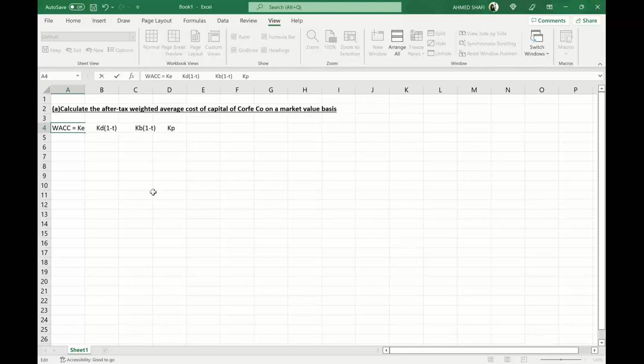Since the company is financed from 4 sources and you are asked to find the cost of capital, you must know how many costs the company is bearing. It has to give return to 4 parties, bear 4 costs. Equity holders, KE. Debt holders, KD. Bank, KB. Preference shares, KP. So the equation of WACC would be KE plus KD plus KB plus KP. But remember, all costs will come on their respective proportions.